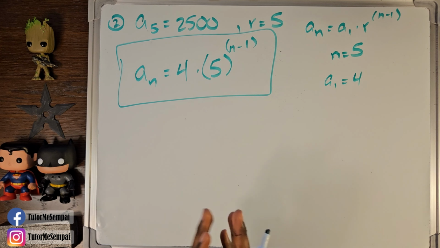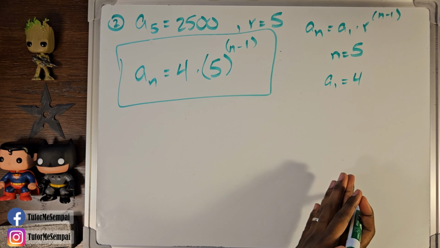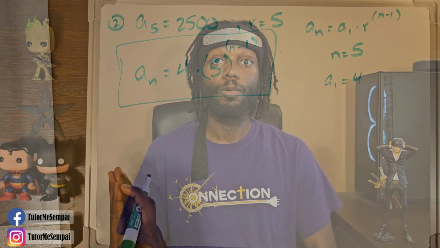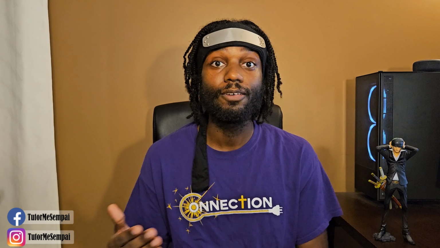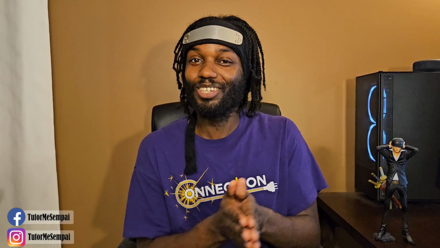This is going to be our explicit formula for this geometric sequence. Notice the key is just using your explicit formula to solve for a sub 1 so you can then plug it in to your explicit formula. I hope you were able to follow along with today's video and see that finding the explicit formula for your geometric sequence is no different from how we did it for our arithmetic sequence. Just use your explicit formula to find your explicit formula.